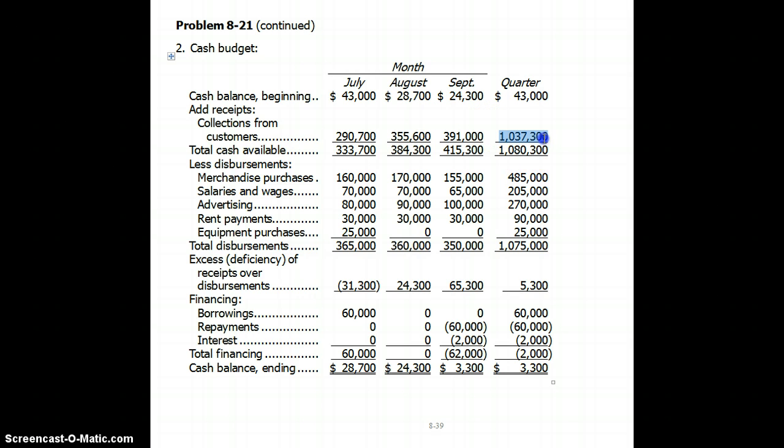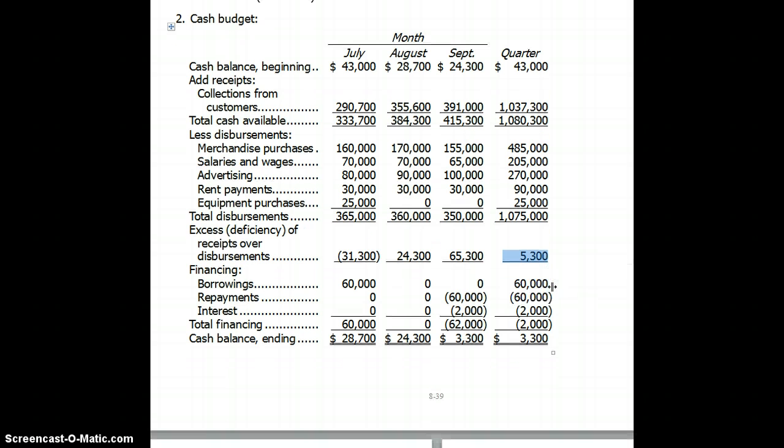You will be able to add across the collection from customers. You will be able to come across and get the cash available. And you'll be able to add across for all of these items, for all the disbursements. You want to be careful. You want to subtract cash available less total disbursements to give you excess of $5,300 of receipts over disbursements. Drop in your financing coming straight across, and you'll find out that you have a cash balance ending of $3,300, which is in fact the ending cash balance for the month of September.